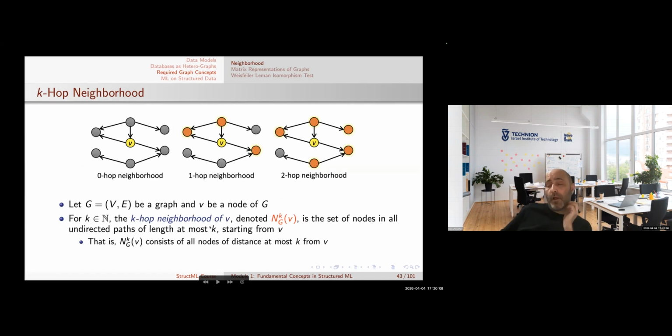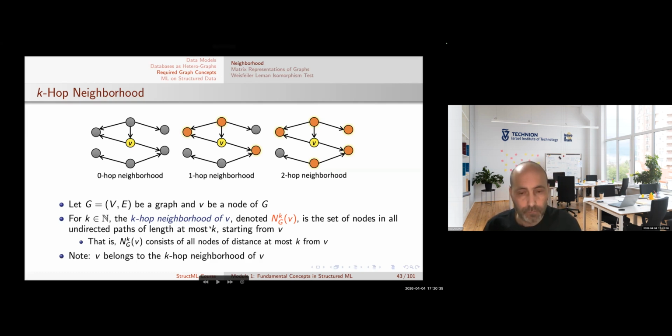Now, another useful concept is the k-hop neighborhood. The k-hop neighborhood of v is the set of all of the nodes that are within distance at most k from v. So you take all of the paths of length at most k starting with v, and every node you encounter belongs to the k-hop neighborhood of v, and that includes the node v itself.